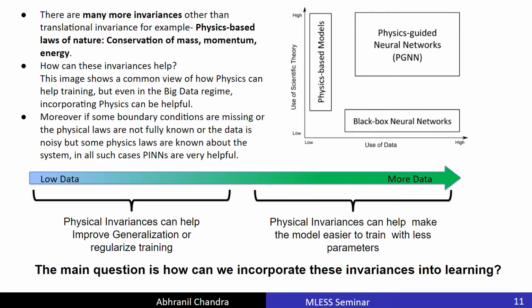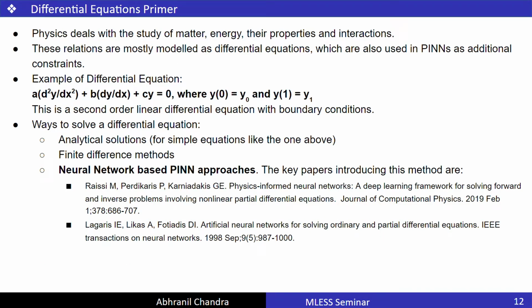Now the main question is, how can we incorporate these invariances into learning? First, we'll look into a primer about differential equations. Physics deals with the study of matter, energy, and their properties and interactions with each other. These relations are mostly modeled as differential equations, which are also used in PINNs as additional constraints. An example of a differential equation is shown below. This is a second order linear differential equation with boundary conditions.